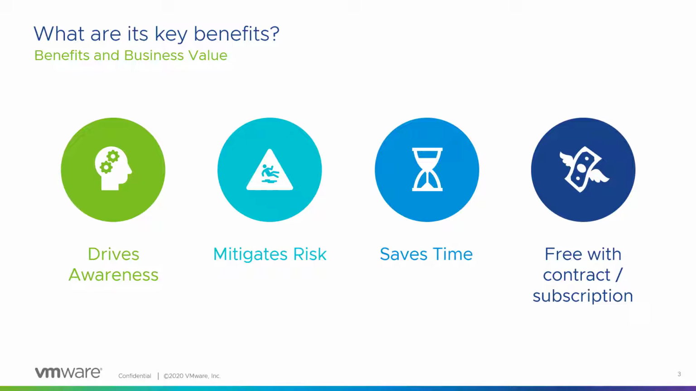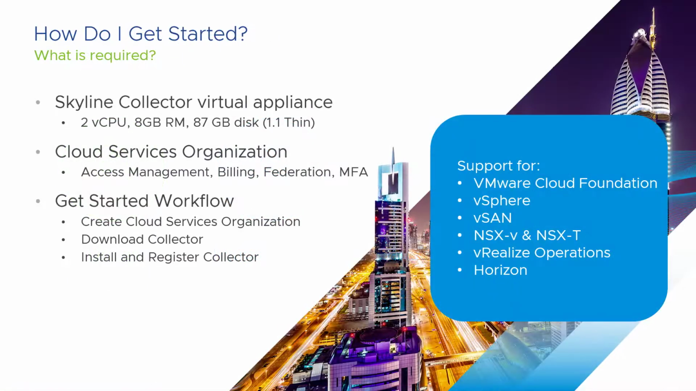Now that I've sold you on the service, I'm sure you're asking, how do I get started? The first step is to install and configure the Skyline Collector, which is a virtual appliance that collects product usage data and support bundles. The appliance itself is minimal in size, and it's delivered in an OVF format. So it's the standard Deploy OVF Template from within vCenter Server, and it's built on Photon OS.